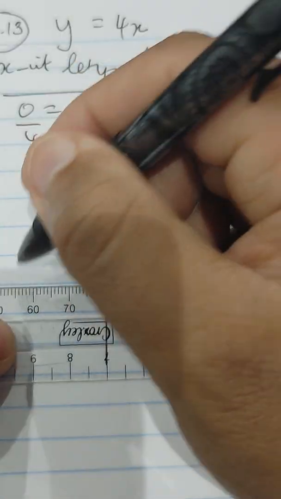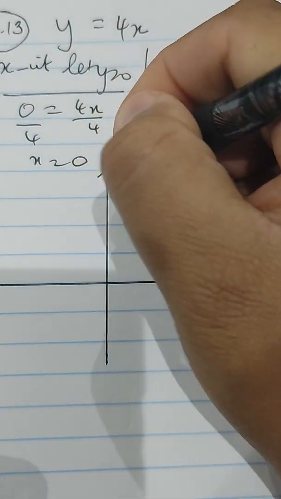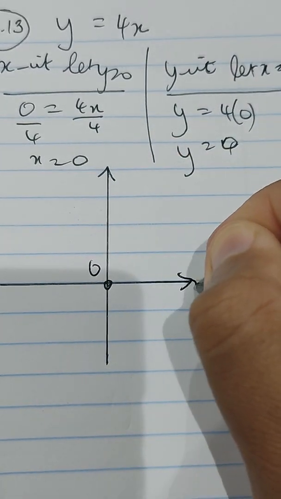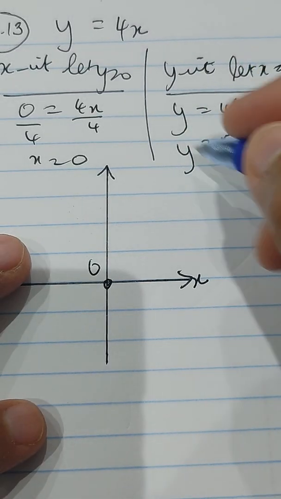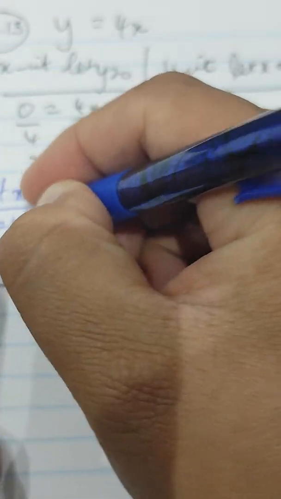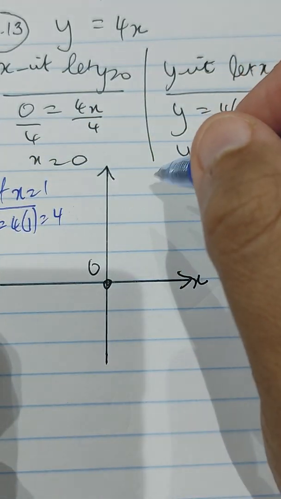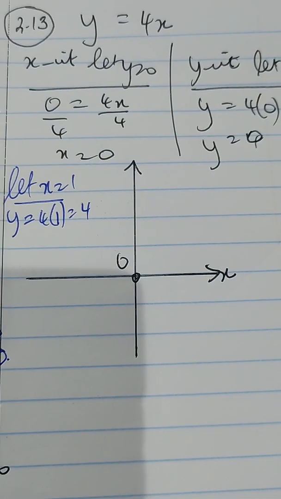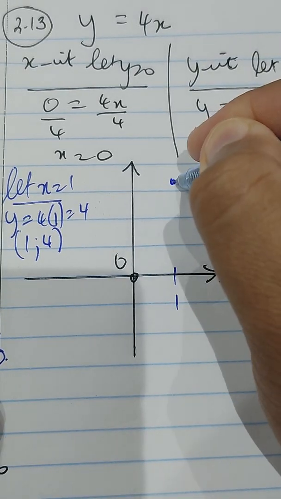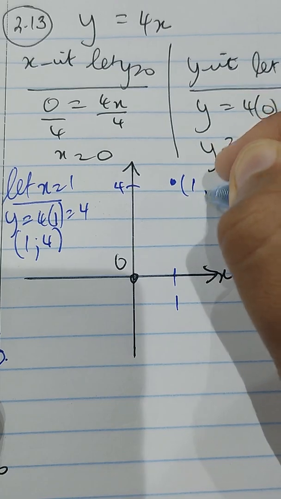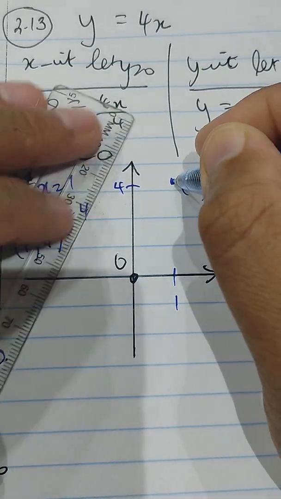So we need to generate another point on this graph. How do we generate another point on the graph? We let x equal 1. So then y is equal to 4 times 1, which is 4. So that's the point of contact, or the point it's going through. When x is 1, y is 4. So it's going to go 1 and 4. So it's going through 0 and 0 and 1 and 4.